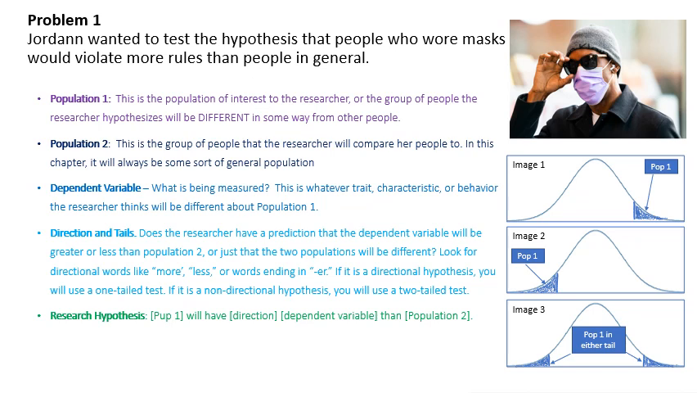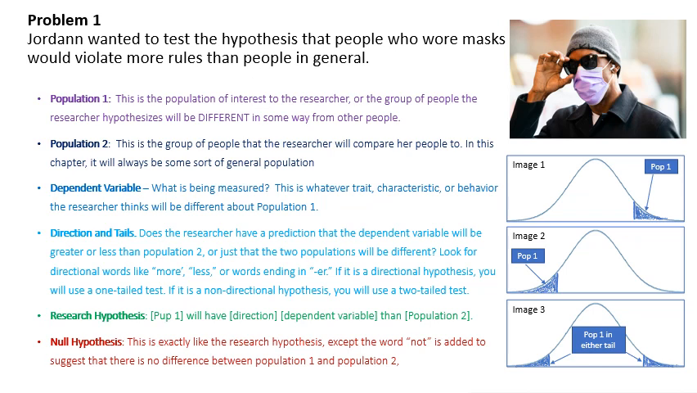In the research hypothesis, we just state that population 1 will have, and then we state the direction, whatever we wrote here, then we state the dependent variable, then population 2. We'll look at this again from this problem on the next slide. And the null hypothesis, we're going to just rewrite the research hypothesis, except we're going to add the word not to the problem to suggest that there's no difference.